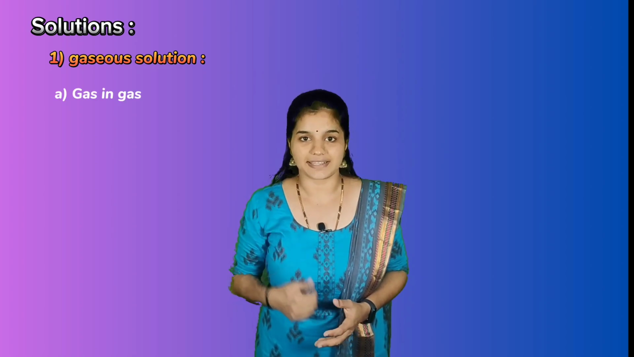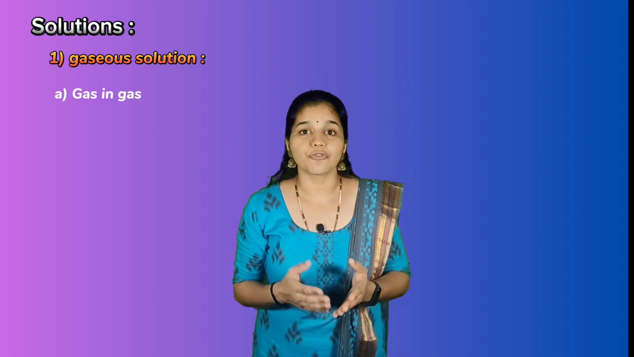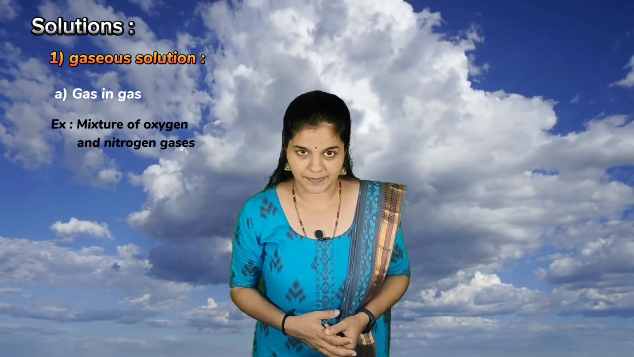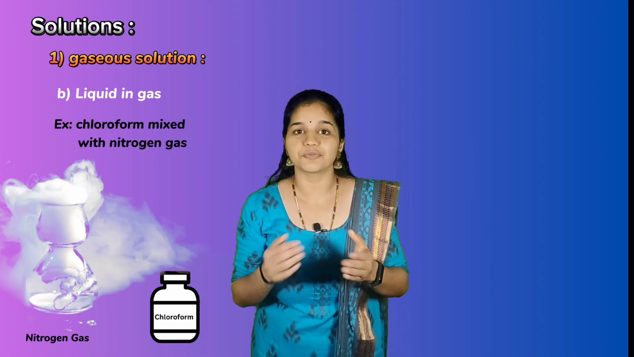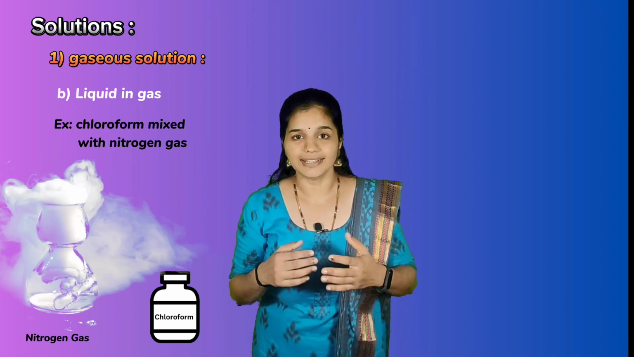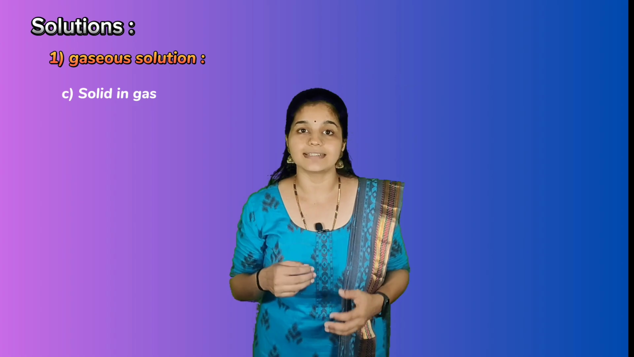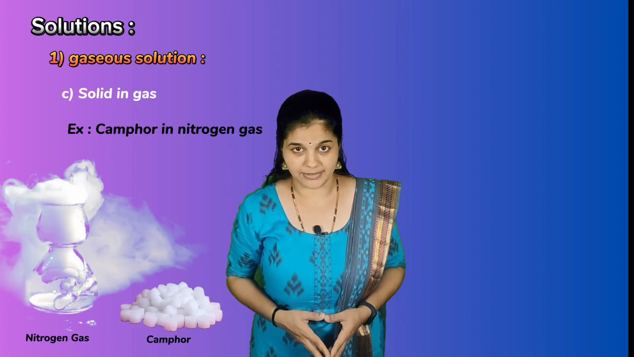In a gaseous solution, the solvent is a gas. You can have three different types in case of gaseous solution based on the solute. Gas in gas. Solute here is gas. For example, a mixture of oxygen and nitrogen gases. Liquid in gas. Example is chloroform mixed with nitrogen gas. Chloroform is a liquid solute which is present in gaseous solvent. Third is solid in gas. Example here is camphor in nitrogen gas.